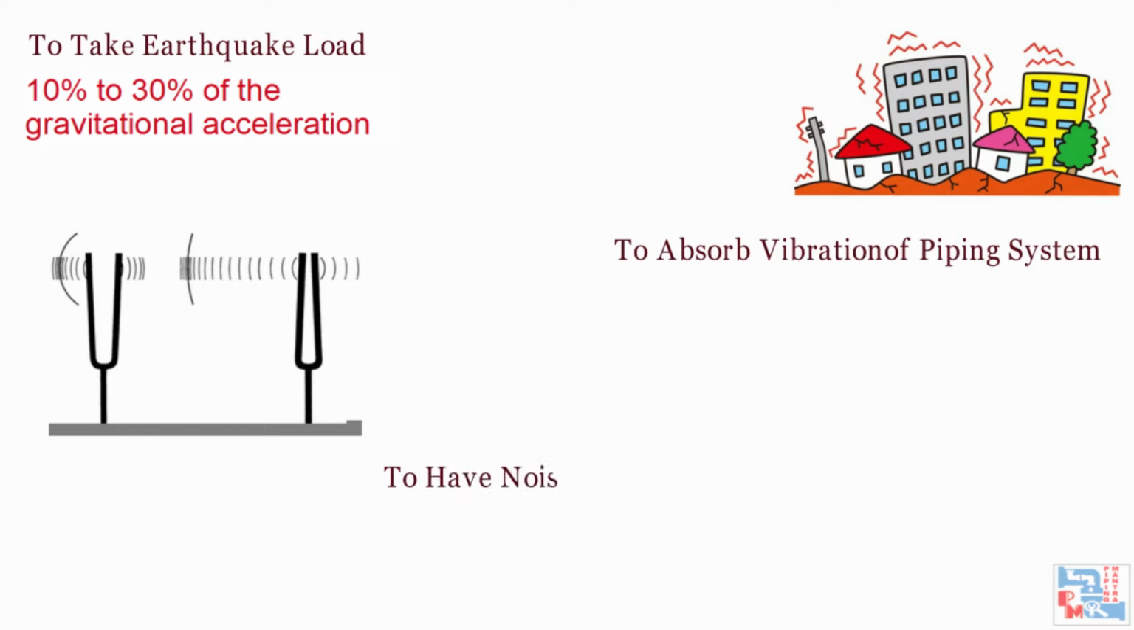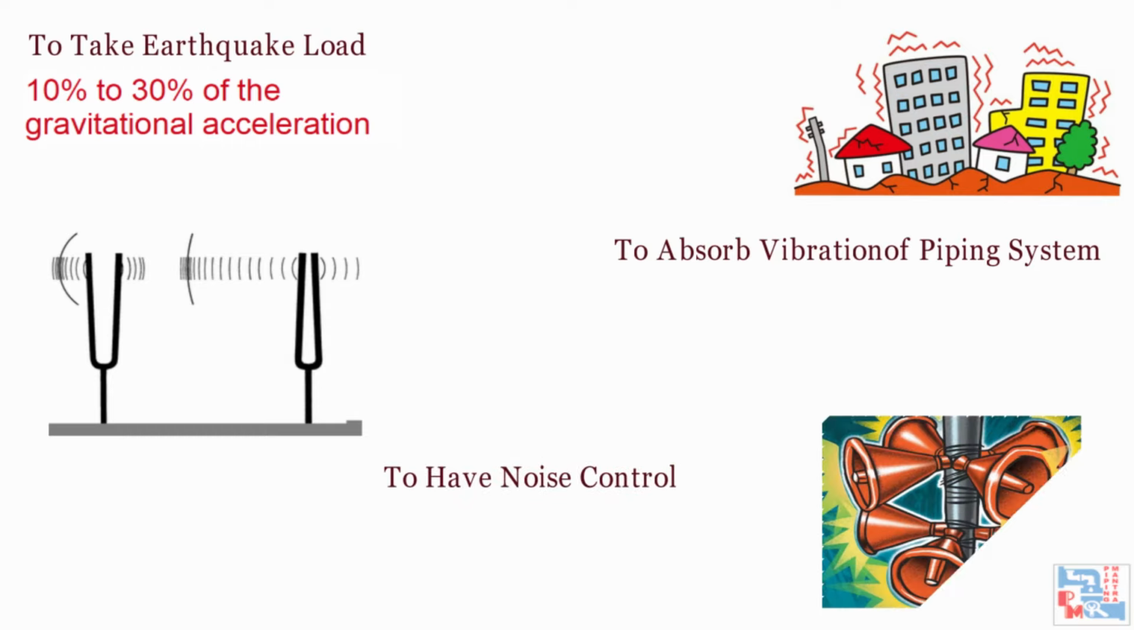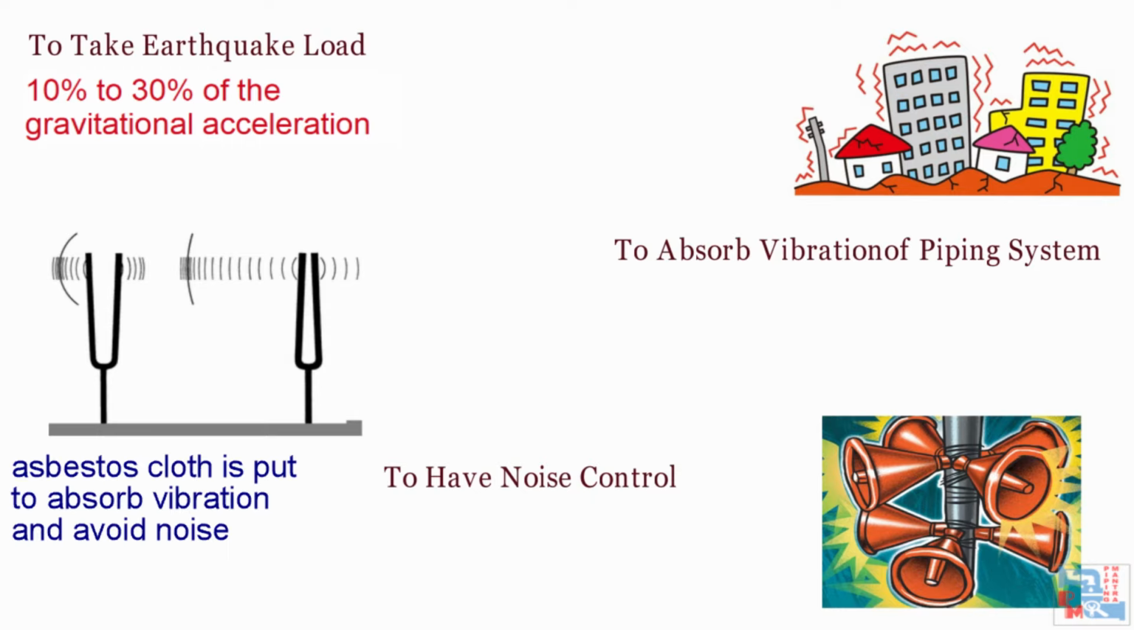Next purpose is to have noise control. In most of the plants, noise is resulting from vibration, and if such vibrations are controlled, noise is automatically reduced to a great extent. In such lines between clamp, that is support, and pipe, asbestos cloth is put to absorb vibration and avoid noise. Noise due to pulsating flow can be reduced by using a silencer in the line.